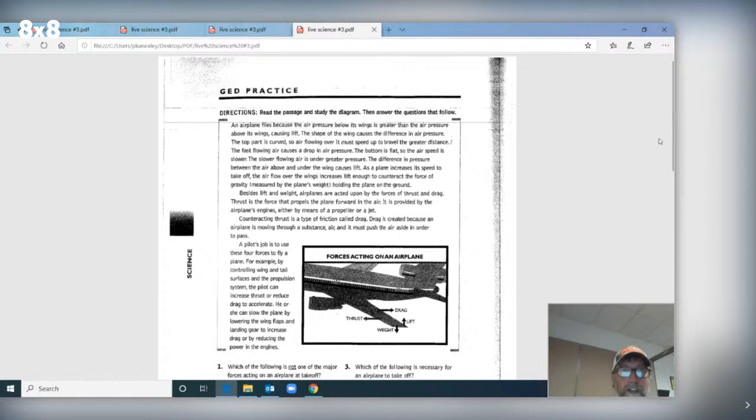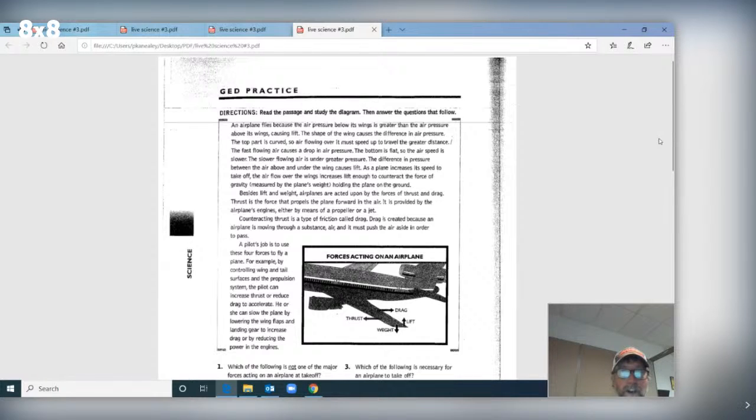It says, an airplane flies because the pressure below its wings is greater than the air pressure above its wings, causing lift. The shape of the wings causes a difference in air pressure. The top part is curved, so air flowing over it must speed up to travel a greater distance. The fast-flowing air causes a drop in air pressure. The bottom is flat, so the airspeed is slower. The slower flowing air is under greater pressure. The difference in pressure between the air above and under the wing causes lift. As a plane increases its speed to take off, the airflow over the wings increases lift enough to counteract the force of gravity, measured by the plane's weight, holding the plane on the ground.